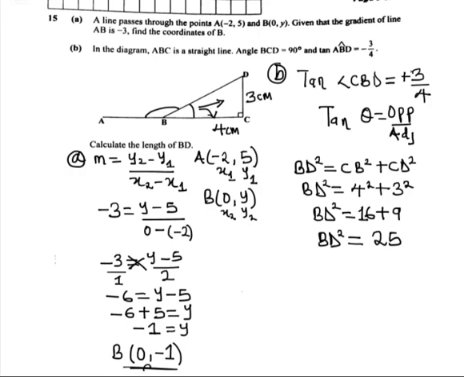So to get the length BD, we square root both sides. Square rooting both sides, the square and the square root cancel on the left side, and that will leave us with BD equal to the square root of 25. That is simply 5. So 5 centimeters is BD.